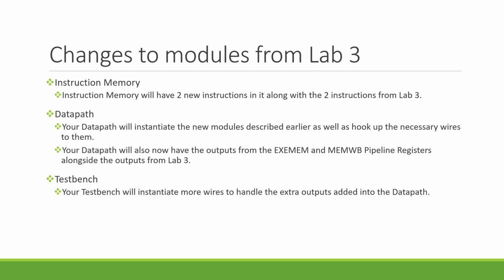The data path will also now have outputs from the EXEMEM and mem writeback pipeline registers alongside all the outputs from Lab 3. So you're going to keep the program counter, D-instruction out, and all the outputs from the IDEXE pipeline register. You're going to keep those outputs in your data path. You're going to add the outputs from the EXEMEM and mem writeback pipeline registers alongside these. In your test bench, all you need to do is instantiate some more wires to handle all the extra outputs that have been added to the data path. You also need to pass all these wires into your data path instantiation.